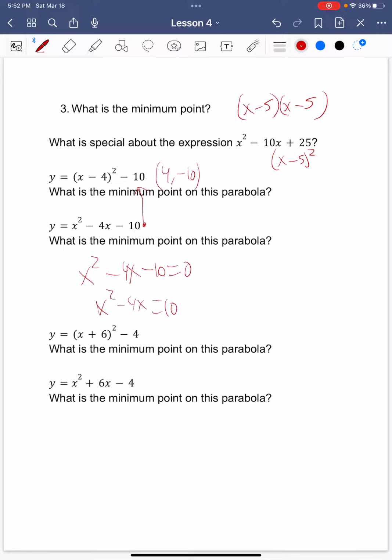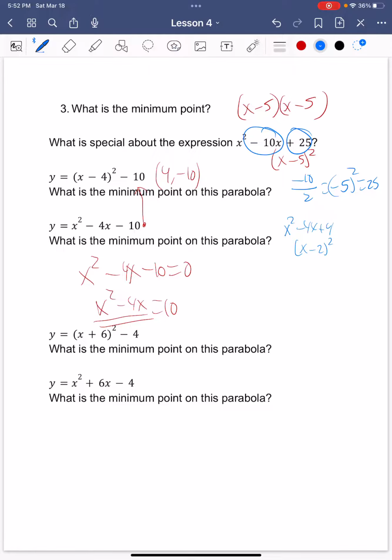Now we want to complete the square. We want to make this left side here a perfect square. A perfect square occurs when the third term is equal to the second term, the b term, divided by 2 squared. So in this case, negative 4x, our b term is negative 4, divided by 2 is negative 2, squared is 4. So if we have x squared minus 4x plus 4, that's a perfect square that we could factor into x minus 2 squared.